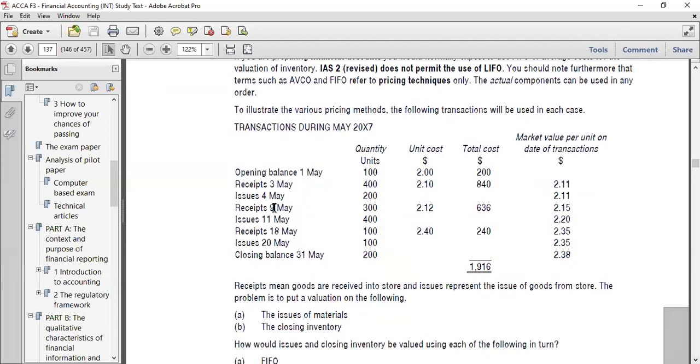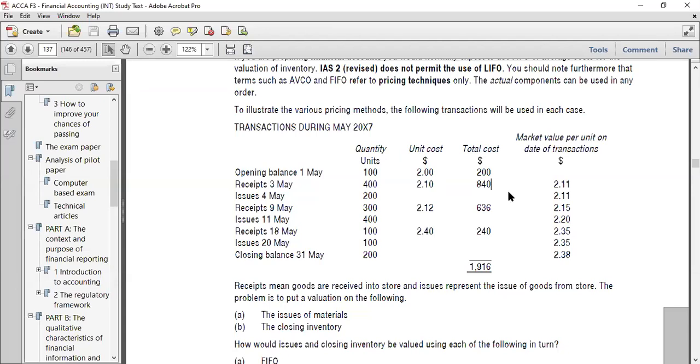We have transactions here that happened in May 2017. They're telling us the opening balance, which is like your opening stock: we had 100 units valued at $2, so the total cost is 200. And then we have receipts of 400 units, costed at 2.10, so this value is 840.